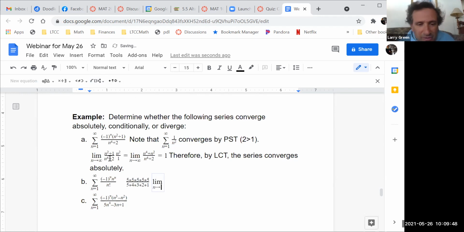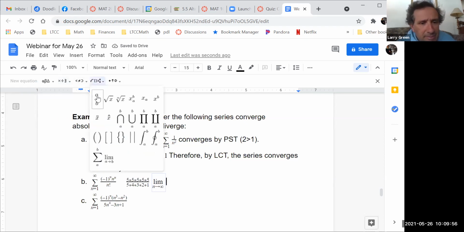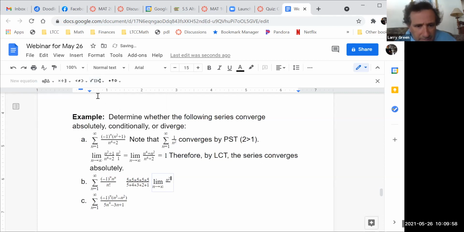as n goes to infinity of n to the n over n factorial is infinity. It's greater than 1 is all we really need, but I'll just remind you it is really infinity because the top is so much bigger than the bottom.